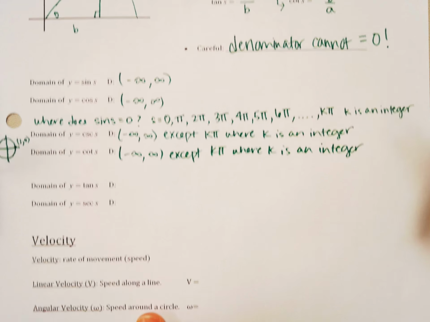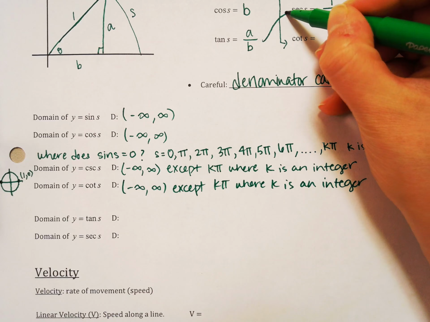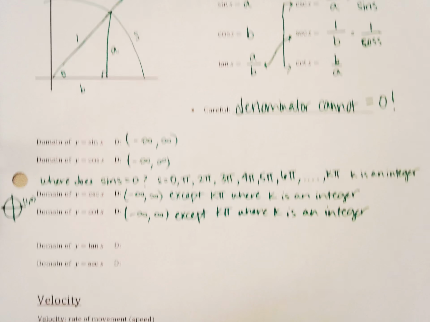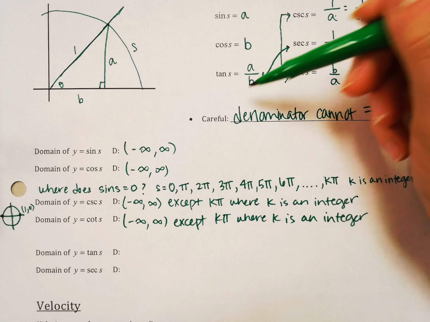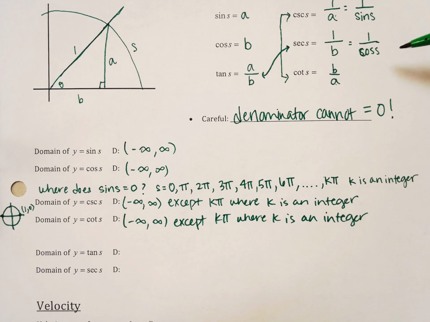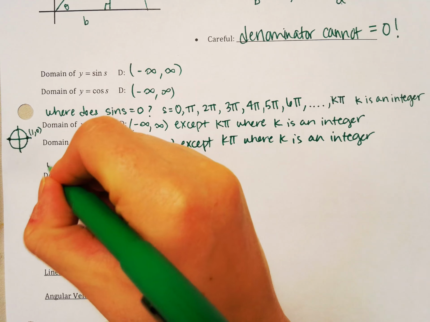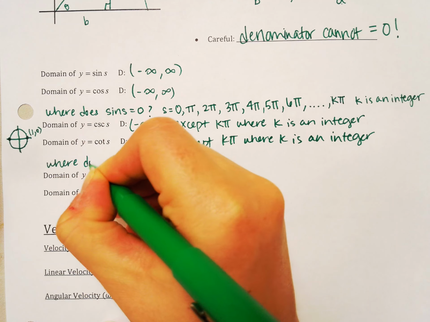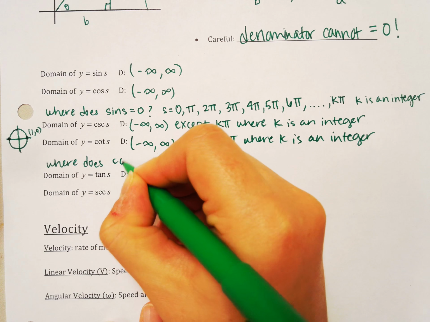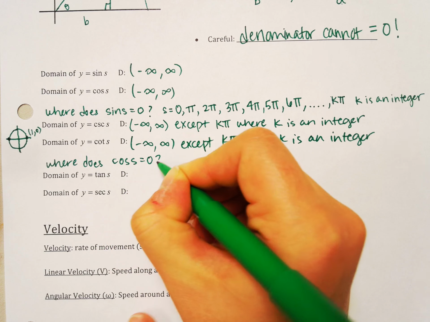Same thing for tangent. We're going to do the same process. Now tangent and secant, if we notice, have the same denominator. They have b in their denominator, which is really cosine. So for these ones, we're going to do the same thing, but we're going to ask ourselves the question, instead of sine, where does cosine equal 0?